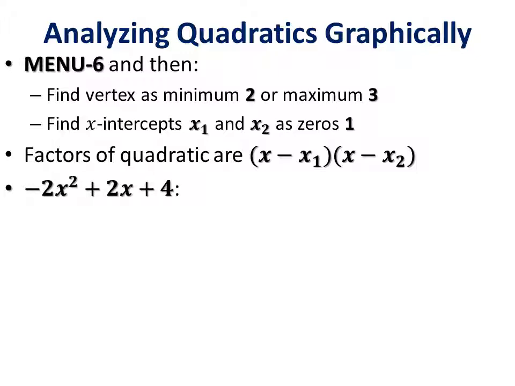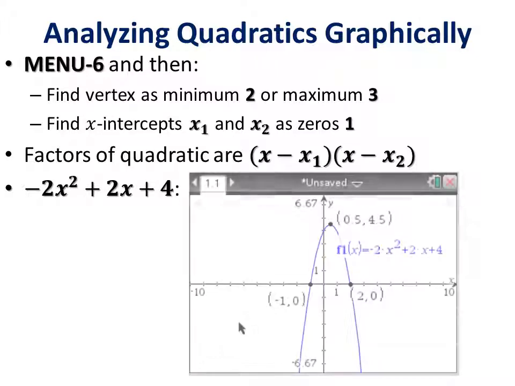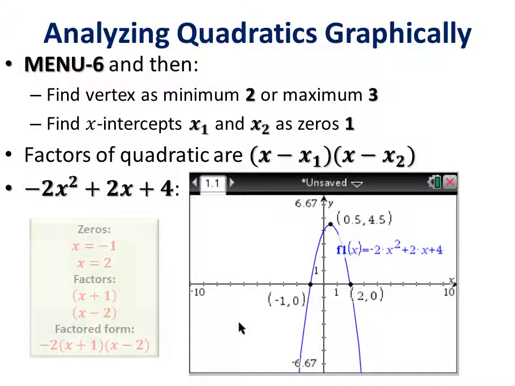Let's factor this quadratic, minus 2x squared plus 2x plus 4. Here's the graph. We went ahead and found the vertex just for fun. That's going to be a maximum in this case because it's the highest point on the curve. Its coordinate is 0.5 and 4.5. Now the zeros, or the x-intercepts, are at x equals -1 and x equals 2. So if I have x equals -1 as a zero, one of my factors is x minus -1, or x plus 1. The other factor will be x minus 2.